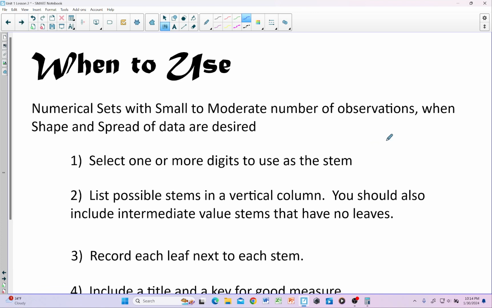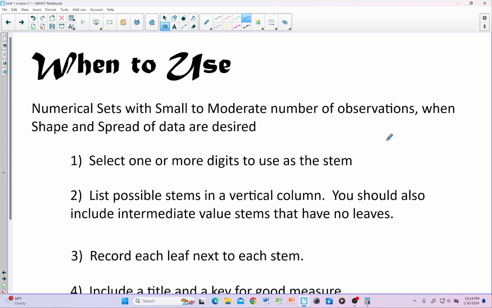Okay, so here's a good plan. When do we really want to use a stem and leaf plot? Numerical sets, small and moderate number of observations, and especially when you really want to know things like the shape and the spread of the data, like symmetries and shape. You can still find the center and median perfectly fine, but really what you're looking for is how it compares to all the other data points.